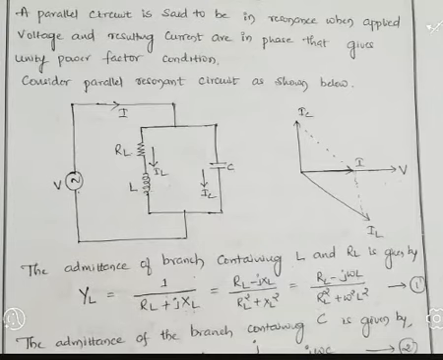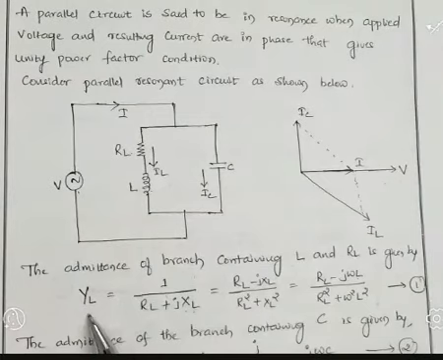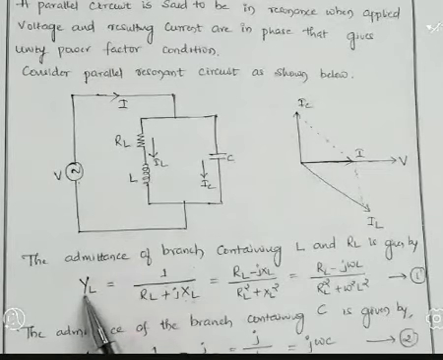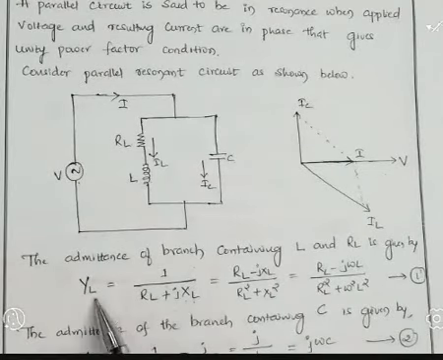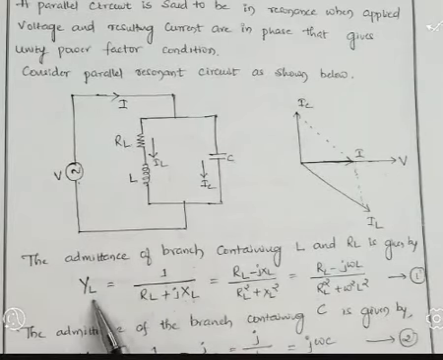So we have to calculate the admittance for the branch containing RL and L. That is indicated by the notation YL. Y stands for admittance, and the suffix L indicates that we are calculating the admittance across the branch containing L. Because of that reason, the notation is YL.